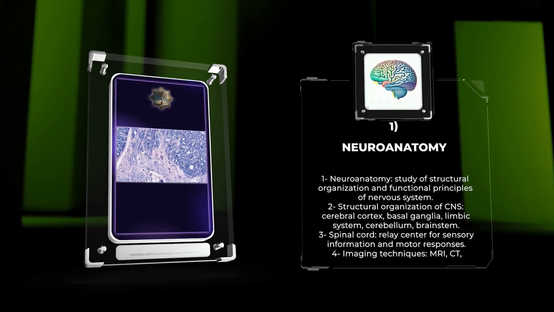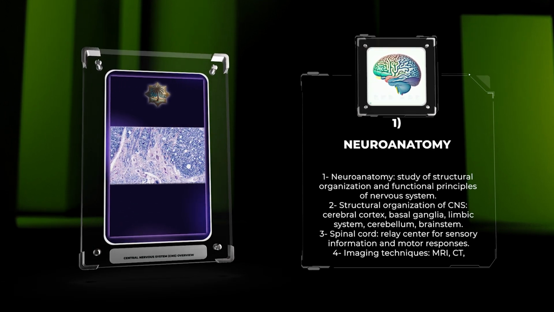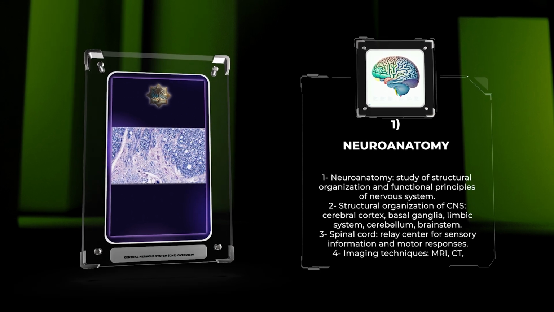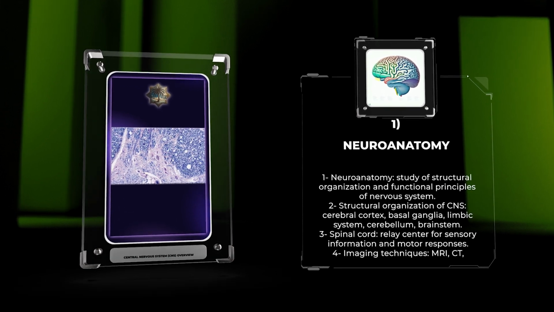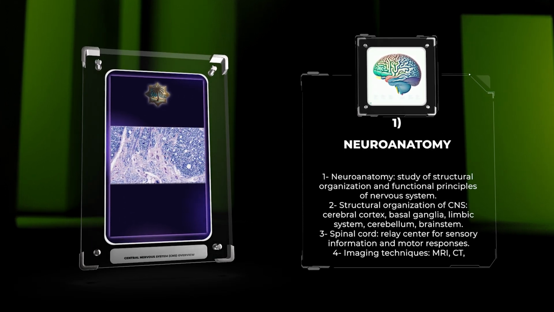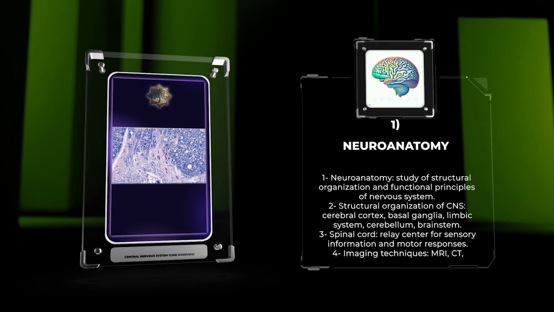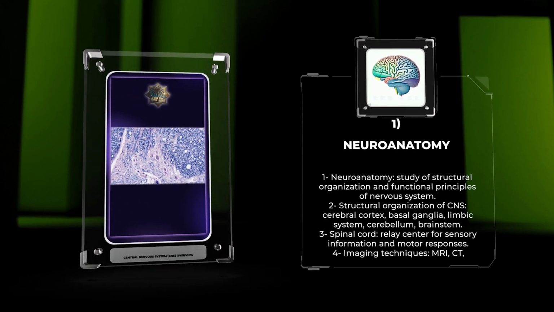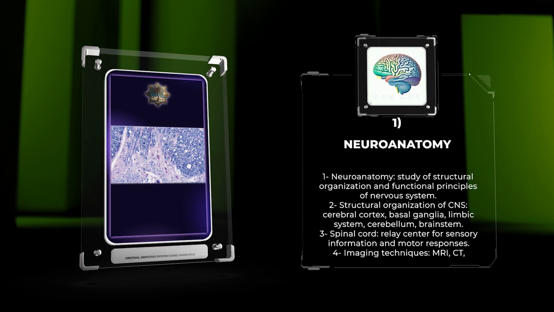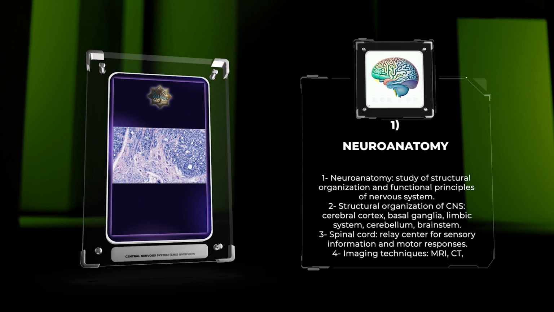The structural organization of the CNS comprises different regions, each specialized in particular functions. These regions include the cerebral cortex, basal ganglia, limbic system, cerebellum, and brainstem. Moreover, the spinal cord serves as a relay center, transmitting sensory information to the brain and coordinating motor responses. Understanding neuroanatomy is crucial for diagnosing and treating neurological disorders. Imaging techniques, such as magnetic resonance imaging, MRI, and computed tomography, CT, allow physicians to visualize abnormalities in brain structure and function.